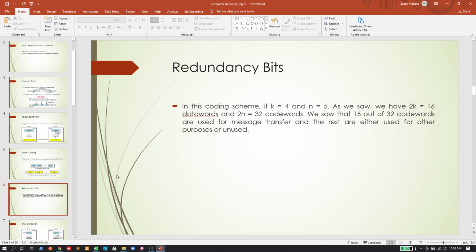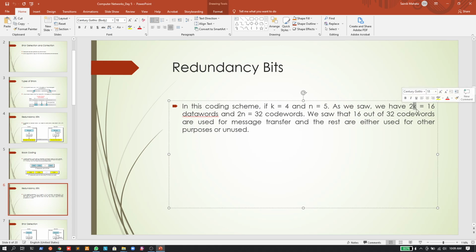and the value of n is 5, which means there are 5 bits in the code word. So as we saw using the previous example, this will be 2 to the power of k. Sorry for my formatting. So 2 to the power of 4 is 16 data words, so we have a total of 16 data words, and 2 to the power n will be 32, so we will have 32 code words.